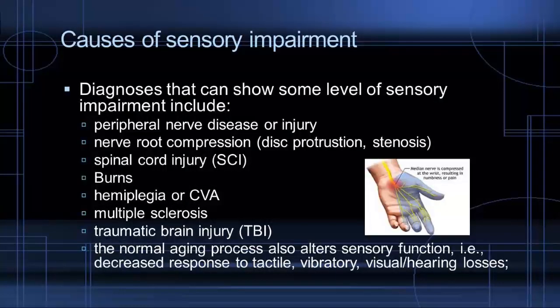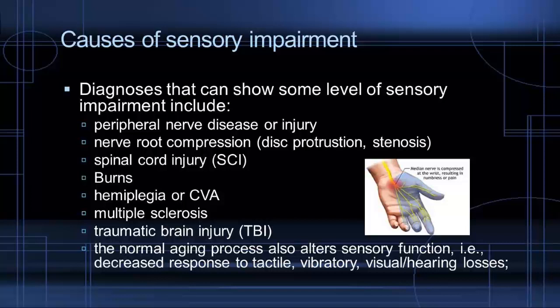There are lots of different causes of sensory impairment, just like I was saying, it could come anywhere in the path. You can have a million things that can cause it. You can have peripheral nerve disease or injury, nerve root compression from a disc injury or stenosis, something in the spinal cord, or a spinal cord injury.